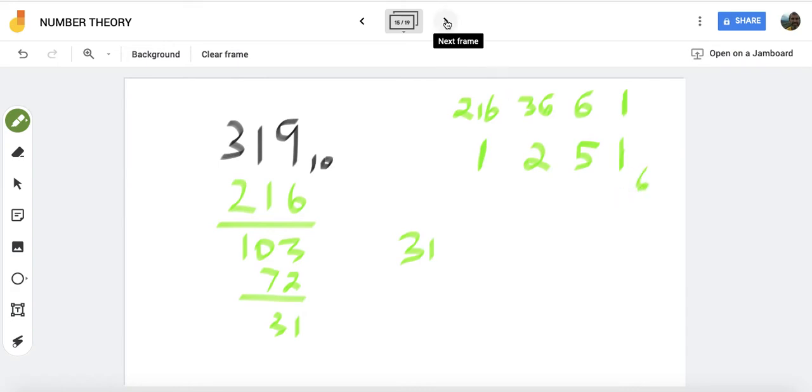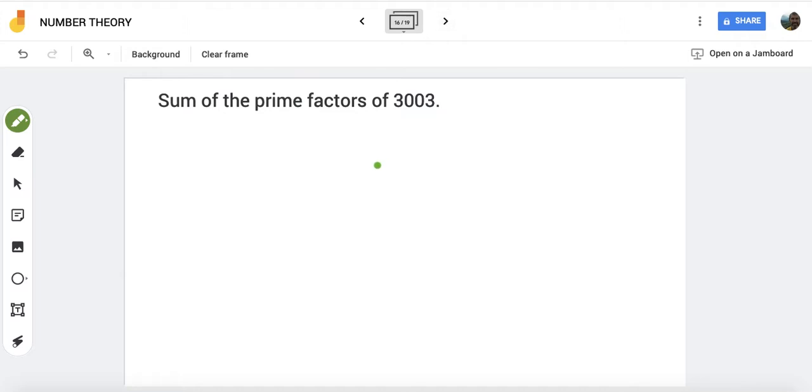All right, they also mentioned prime factors as a possible question. Here's one from a recent year. Find the sum of the prime factors of 3003. You got to know your divisibility rules. For 2, it's if it's even. For 3, it's if you can add up the digits and it's a multiple of 3. For 5, it ends in 5 or 0. Those are the easy ones. 9's pretty nice too, if you can add them up and divide by 9.